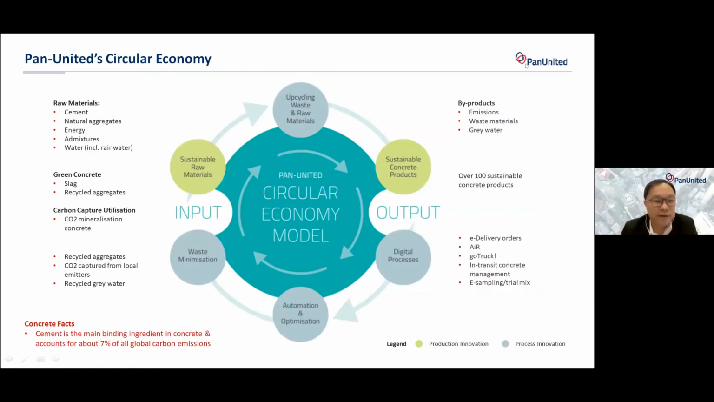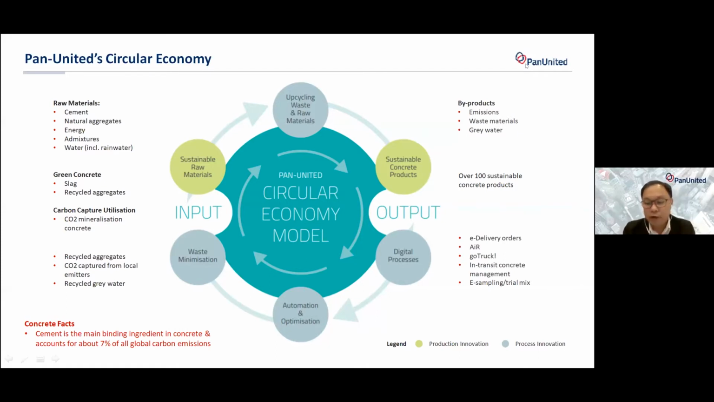An overview of the circular economy that we hold dearly and adopt in our concrete production. To give you a quick run-through, concrete comprises cement, natural aggregates, energy, and admixture, and we ask ourselves which of these materials contributes the highest carbon footprint in concrete. I think most of you are already aware that cement has the highest carbon footprint. Then we ask ourselves, how can we replace this cement with a greener alternative, and how can we lower the proportion of cement through technology?